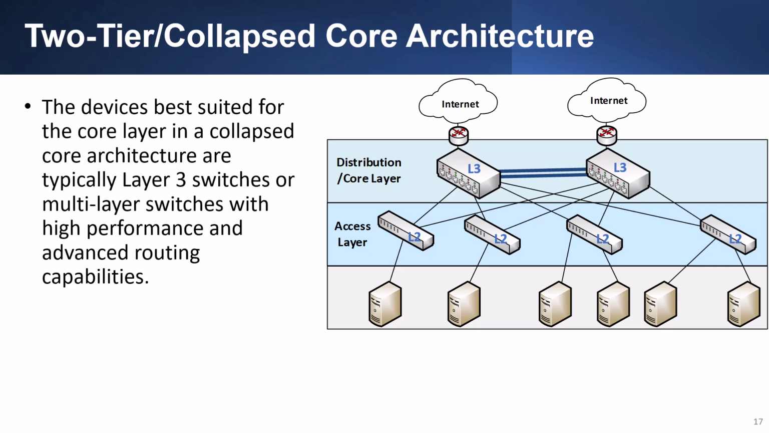The devices best suited for the core layer and the collapsed core architecture are typically layer 3 switches or multi-layer switches with high performance and advanced routing capabilities.